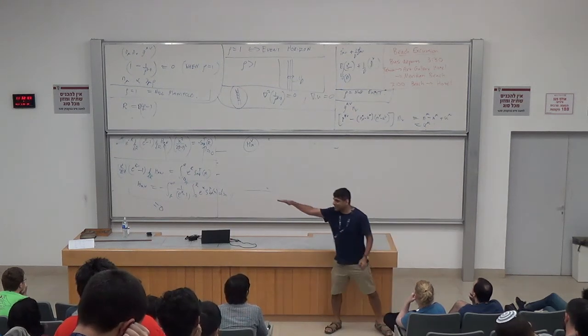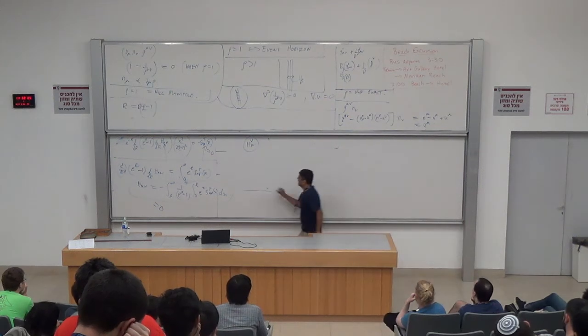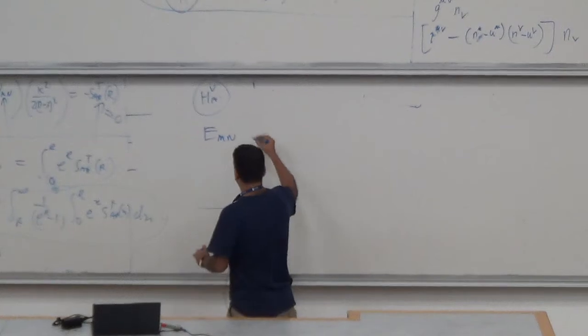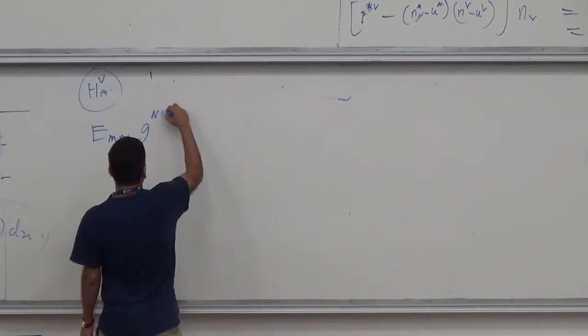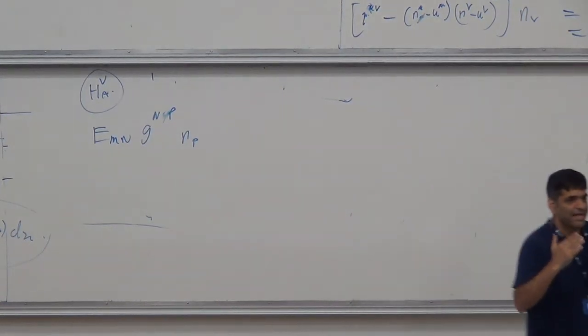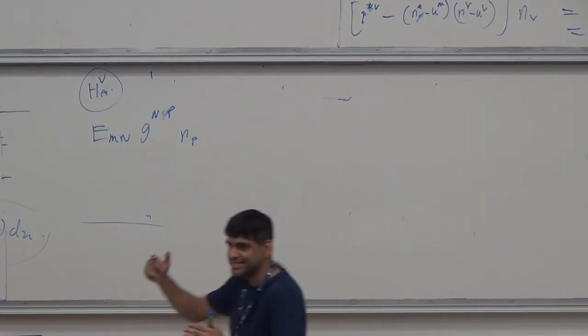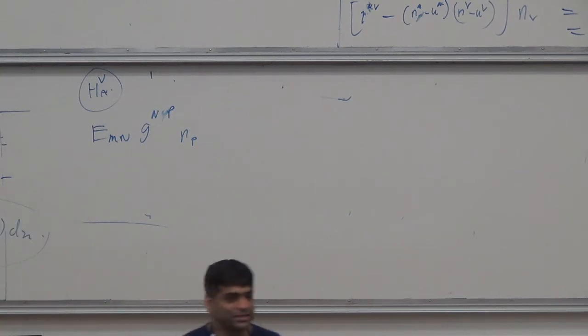There are the constraint equations, which in this case are Einstein's equations, E_mn, let's say E_mn equals 0, times G_n alpha, P times N_p. The constraint equations, that is, the equations that you get with one or more indices dotted with the one form dual to the slices that you're evolving along. And the dynamic equations, which are the other ones.